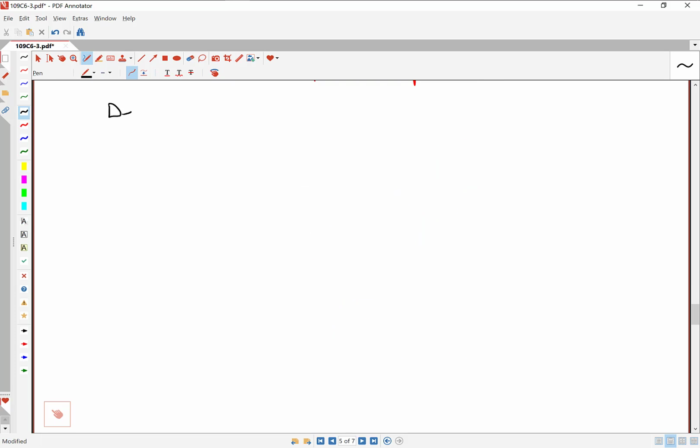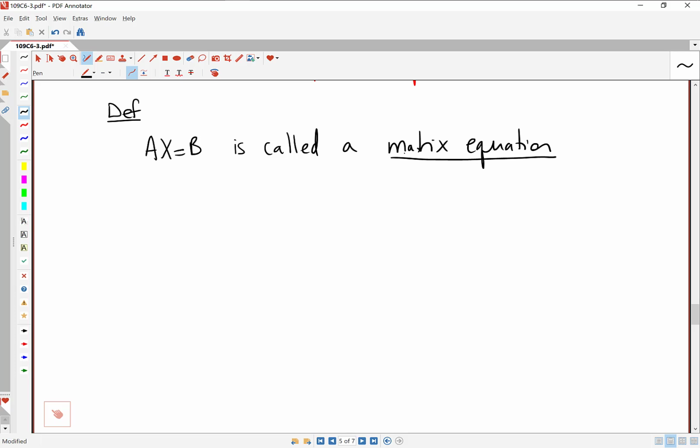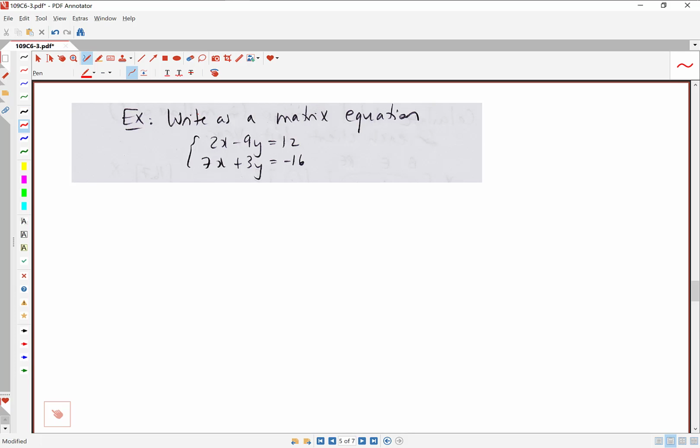So let's make a definition here that's going to be useful. When we see the equation AX equals B, we'll say that's called a matrix equation. So matrix equation means the formula AX equals B. So our goal here is to write the system of equations as a matrix equation. So we have to remember what this term matrix equation means. It means the formula AX equals B. And let's figure out all the details here.